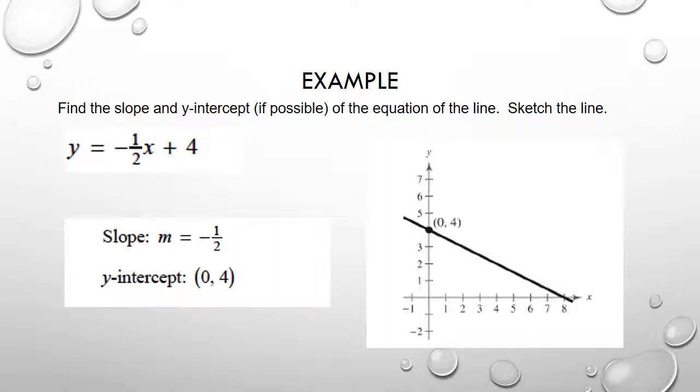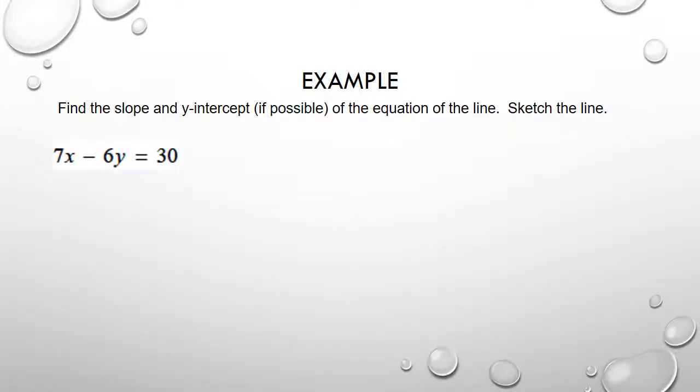You could have gotten this by graphing it and examining it, or from the equation itself. You may recognize the form of this equation. It's called slope-intercept form. It's y equals mx plus b. The -1/2 would be the m, which is the slope, and the b is the 4, which is the y-intercept.